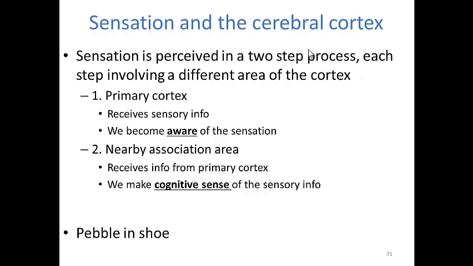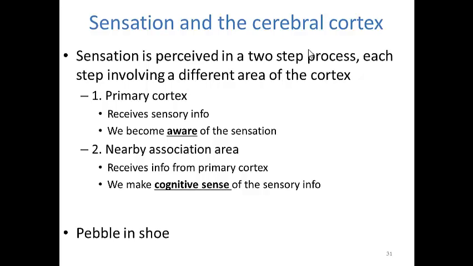So I want to take a look at how the cerebral cortex is involved with sensation. Sensation is perceived in a two-step process within the cerebral cortex. It involves two different areas of the cortex, something called the primary cortex and then something called an association area. The job of the primary cortex is to initially receive the sensory information that's coming into the brain. So when information hits a primary cortex, we become aware of the sensation. So we know we're feeling something, but we don't know what it is that we're feeling.